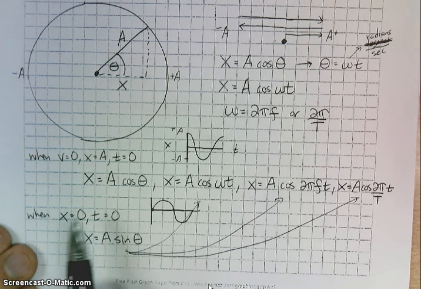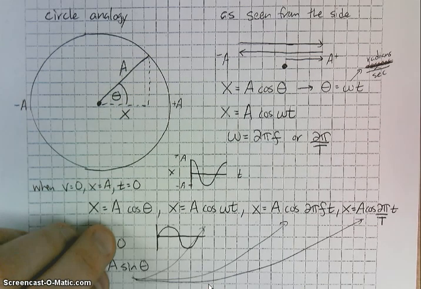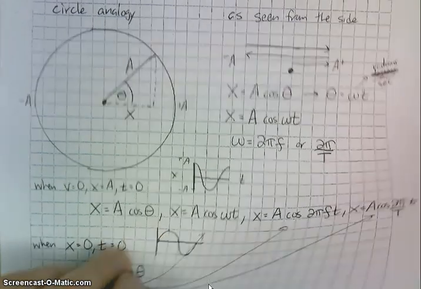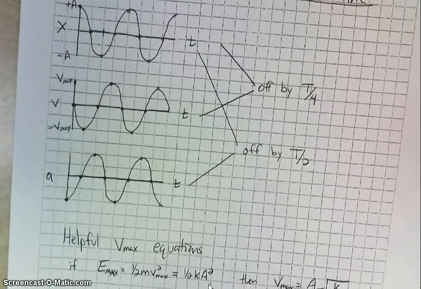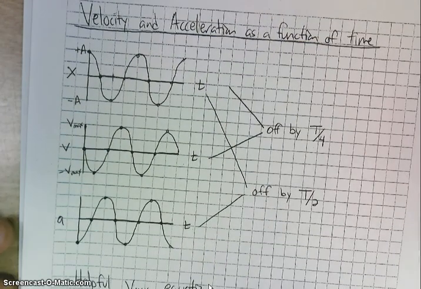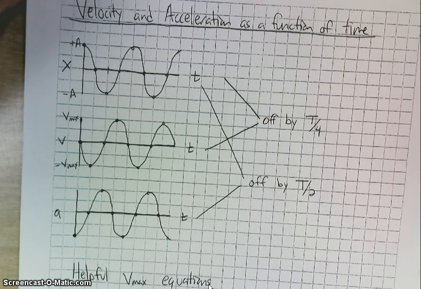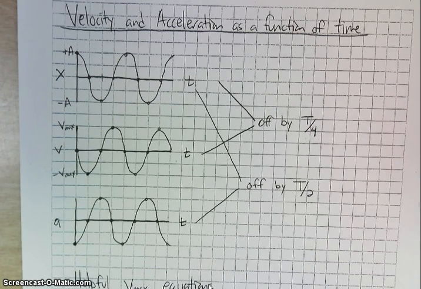Okay, so that's a little bit of an explanation as to some of the equations you're going to have in your packet, especially for IBers. Those are going to be huge. Now, the next thing that I want to talk about real quick is how position, velocity, and acceleration are all related to each other.